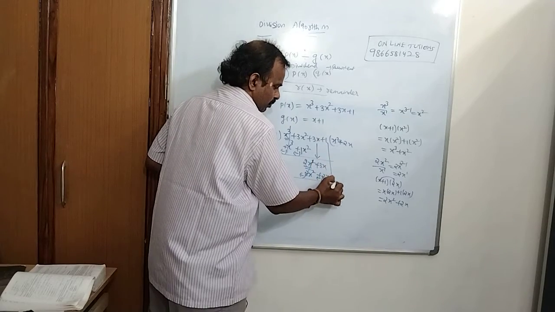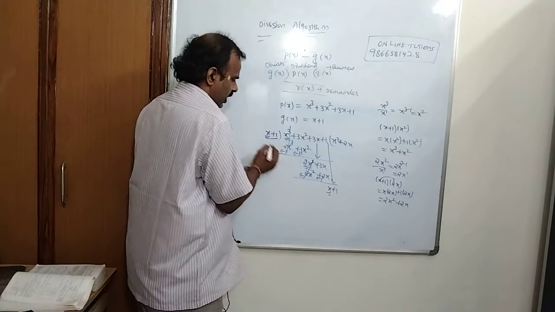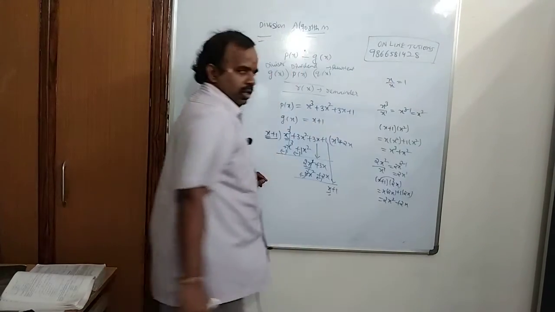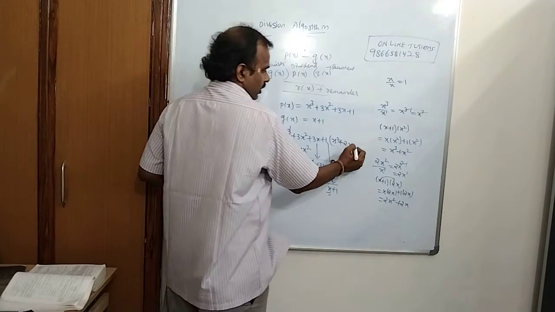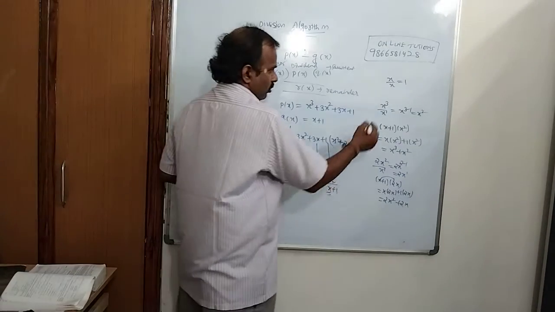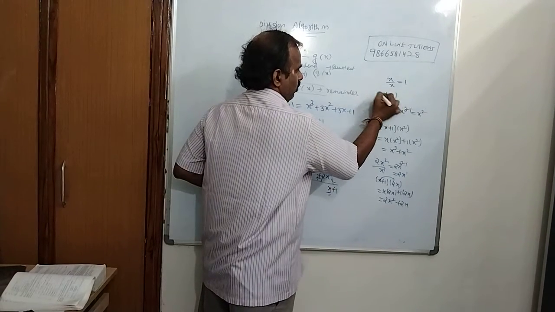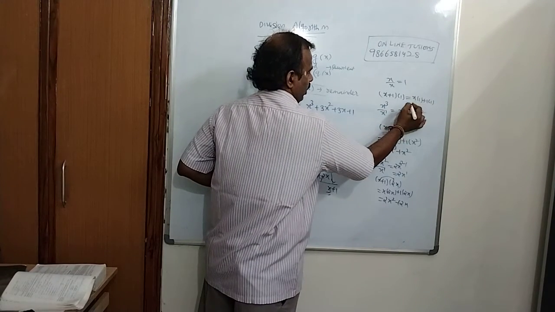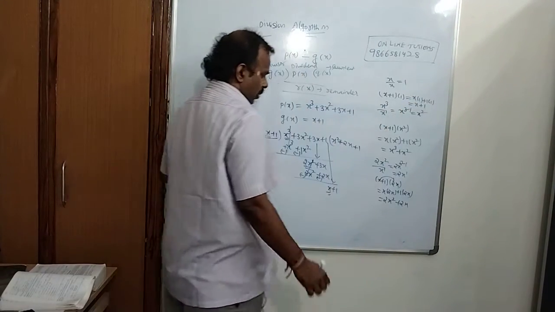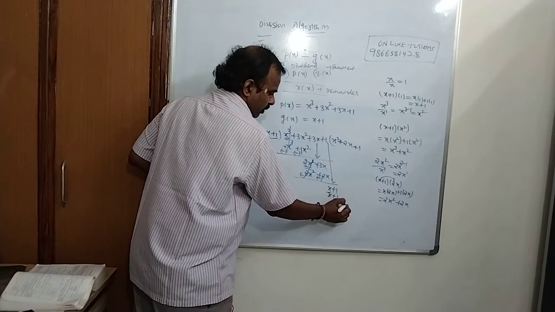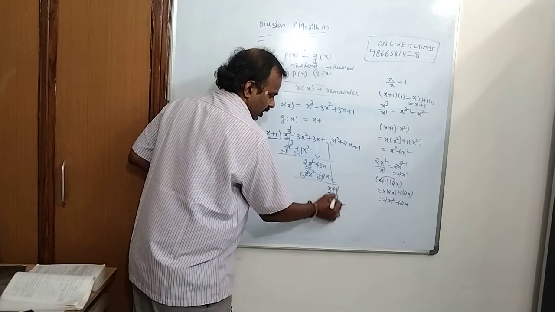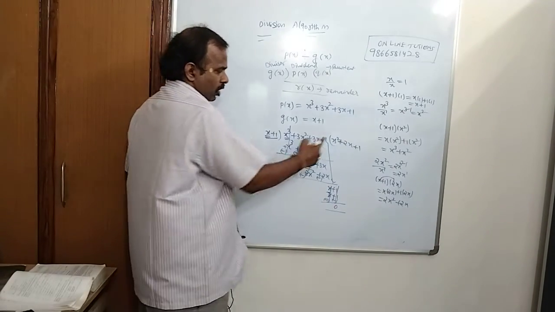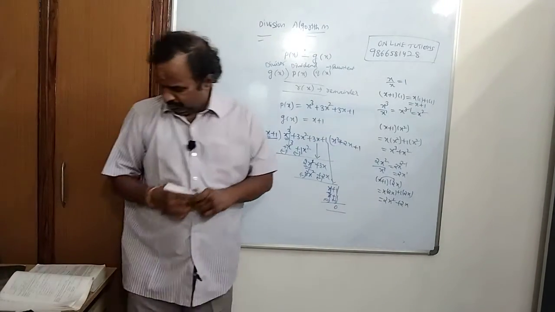So bring this plus 1 here, x and here x. Once again divide x by x, it is 1. So write here plus 1. Once again multiply x plus 1 into 1: x into 1 plus 1 into 1. So write here x plus 1, and with minus minus, these two will get cancelled. So the remainder is 0. Now just check it.